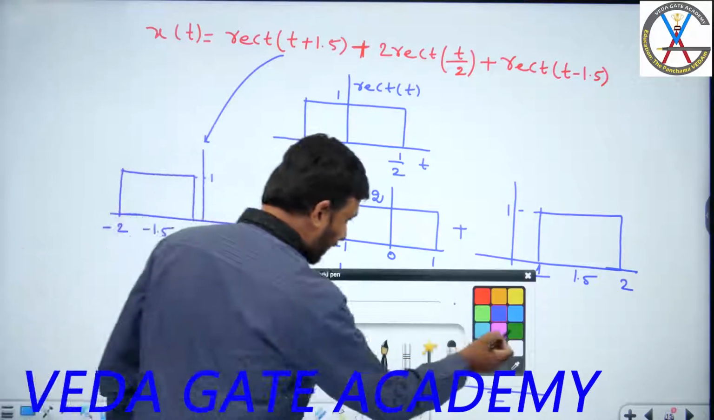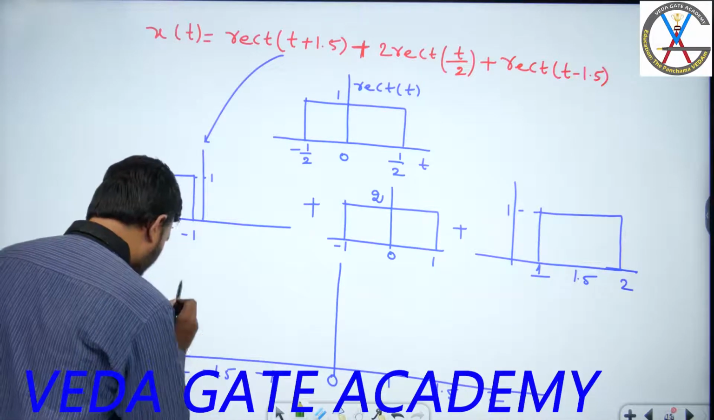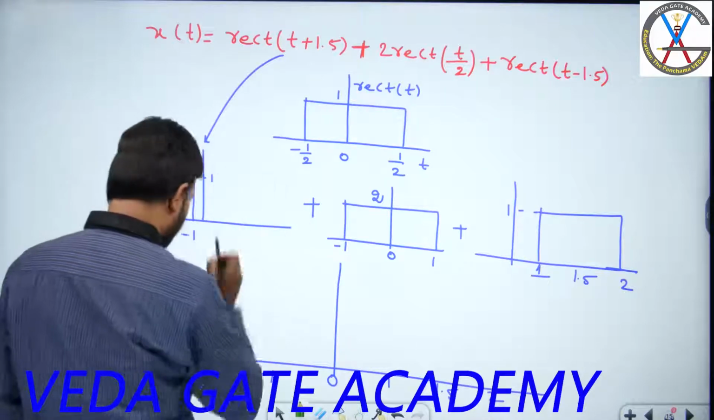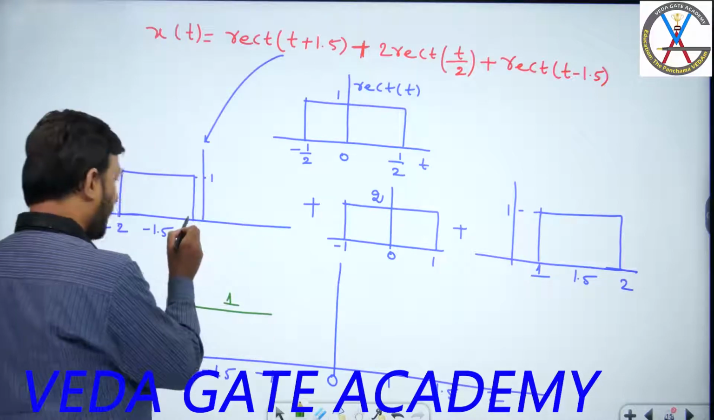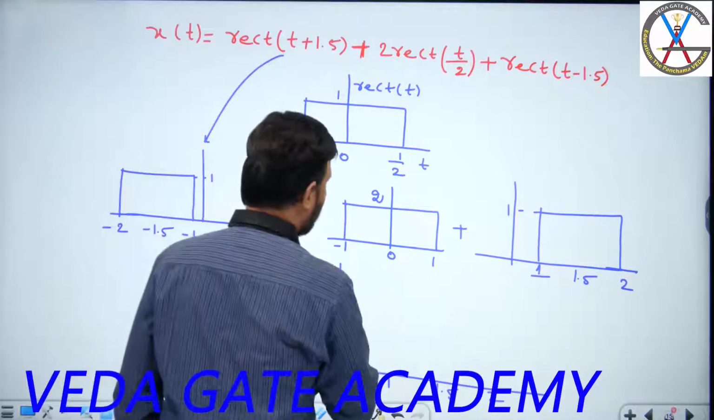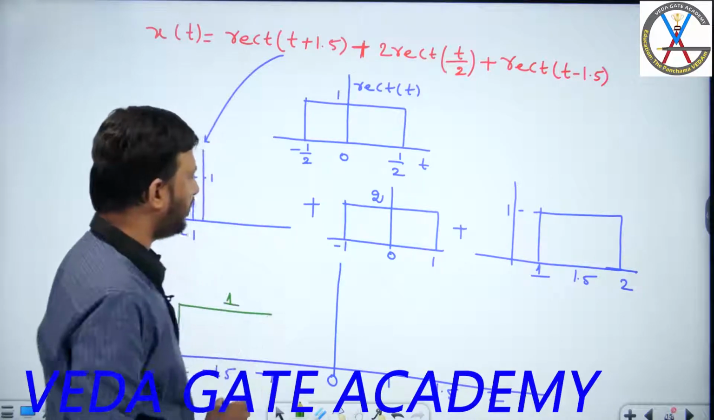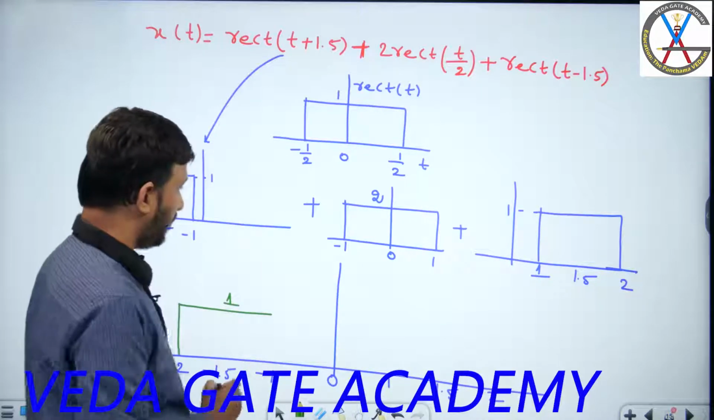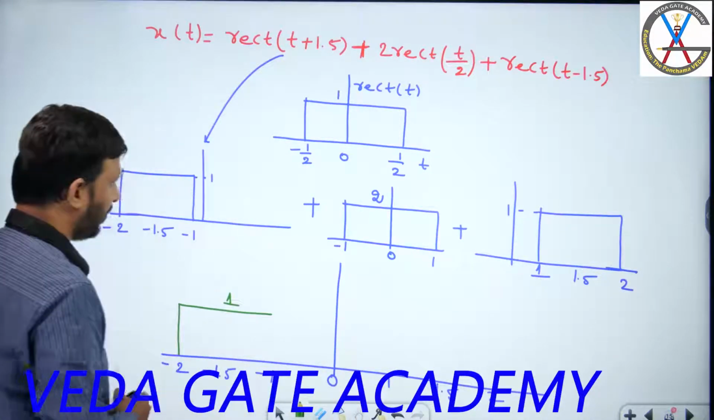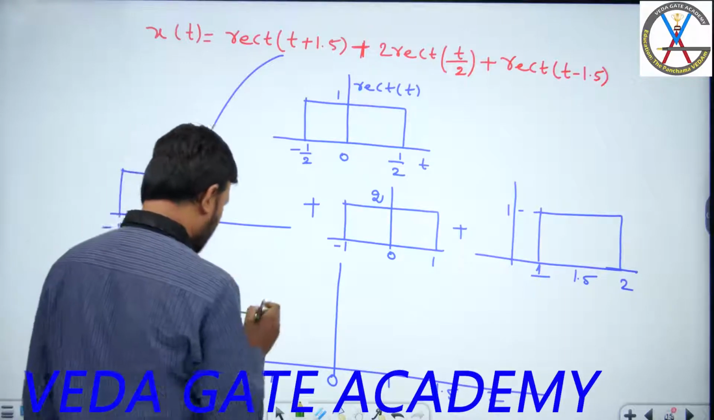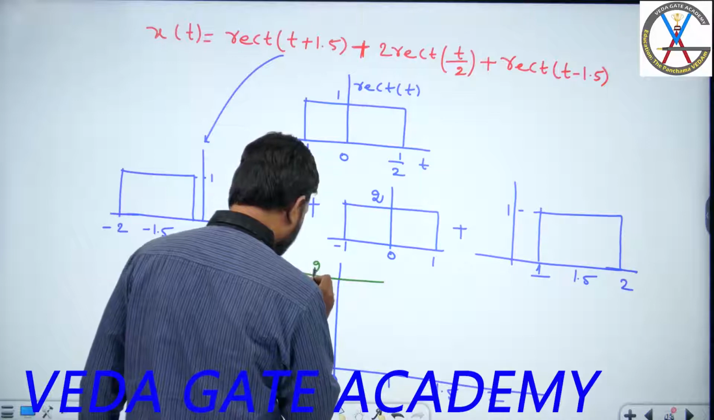Let me use the other color. From minus 2 to minus 1, my dear students, this is 1, this is 0, so I get 1. From minus 1 to 1, what is this value? This value is 2, and the other values are 0. So what will happen? I get 2. This value is 2.